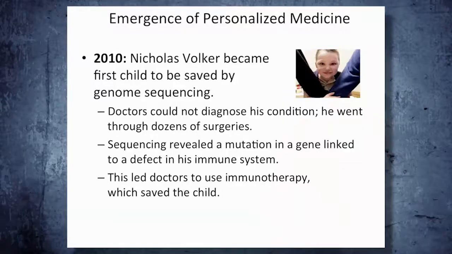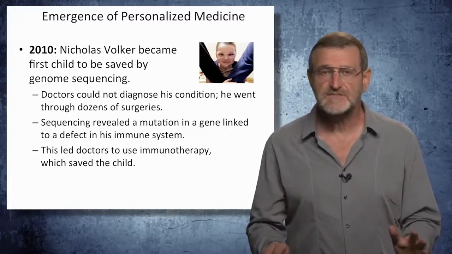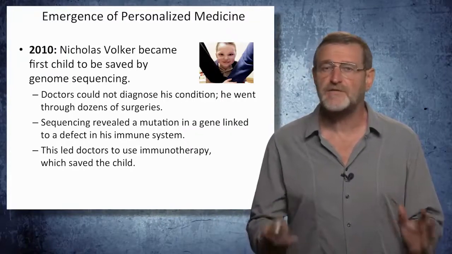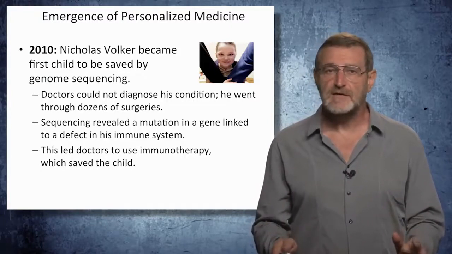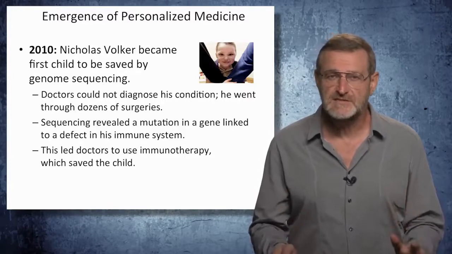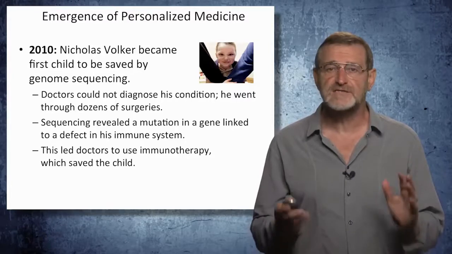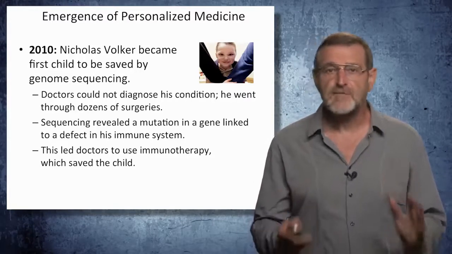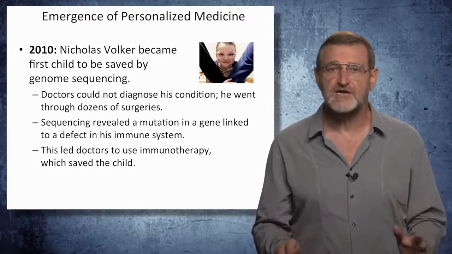5 years ago, the era of personalized genomics started, and Nicholas Volker is a poster child of personalized genomics. He was so sick that he went through dozens of surgeries, but doctors still were not able to figure out what was wrong with him. However, after genome sequencing revealed a mutation in a gene linked to a defect in the immune system, doctors applied immunotherapy, and Nicholas Volker is now a healthy child.